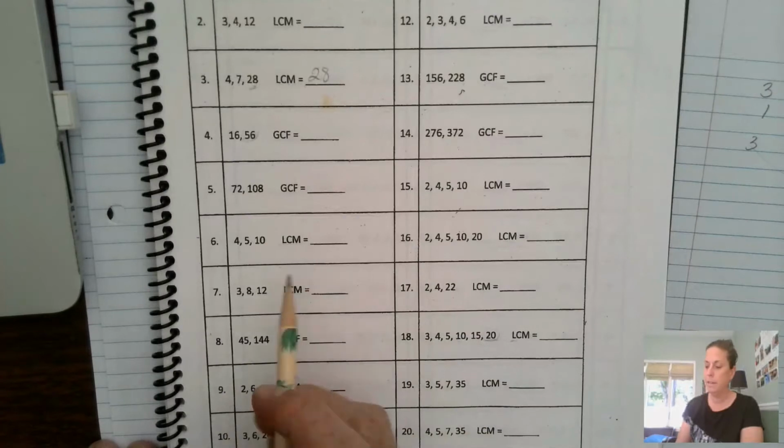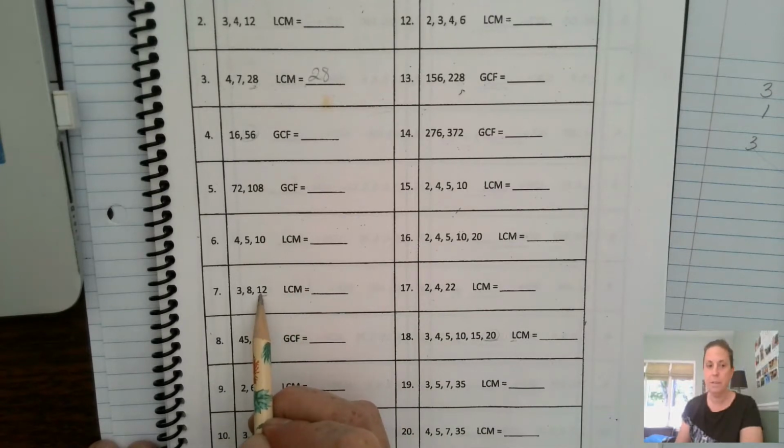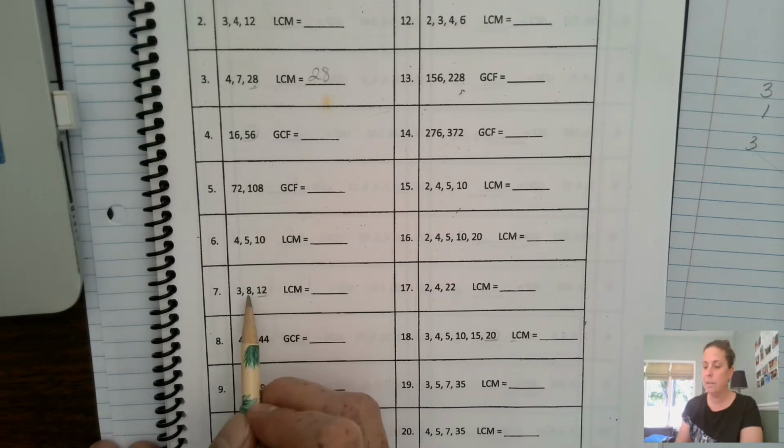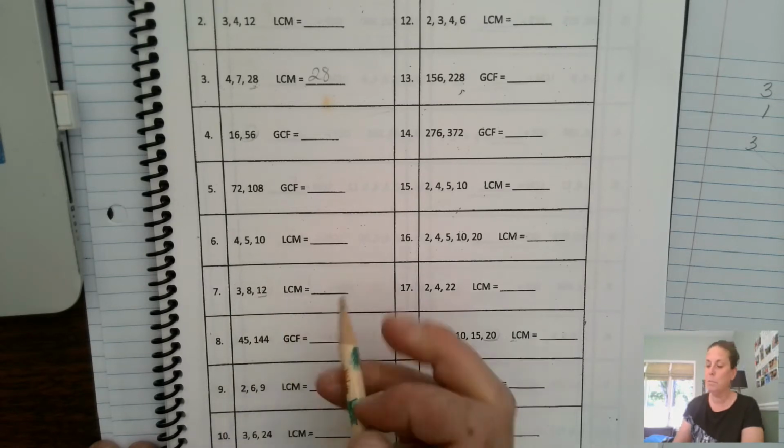Okay, again, it's going to be at least 12 for this one. So think 12, does 3 go into 12? Yes, but 8 does not, so 12 won't work. So then try 12 times 2. Well, that's 24. Does 8 go into 24? Yes. Does 3 go into 24? Yes. So the lowest common multiple would be 24.